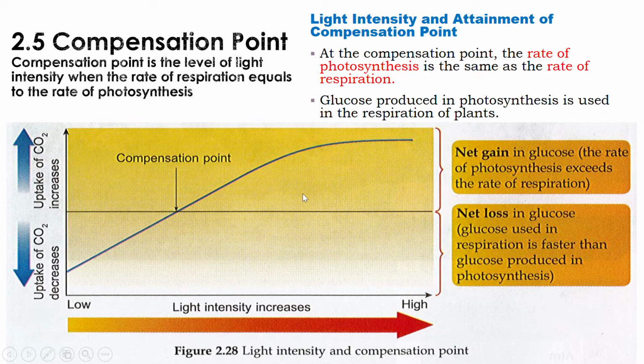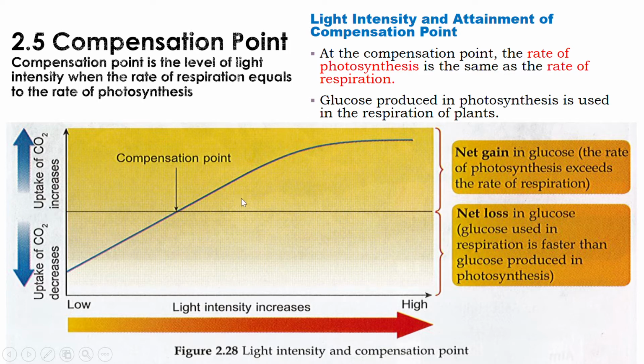In the upper part, there is net gain in glucose. Why? Because the rate of photosynthesis, you can see this line, exceeds the rate of respiration. And therefore the uptake of carbon dioxide increases. So that means carbon dioxide has to be absorbed from the surrounding atmosphere so that it can cater to the need or the demand of carbon dioxide for the plants to undergo photosynthesis.